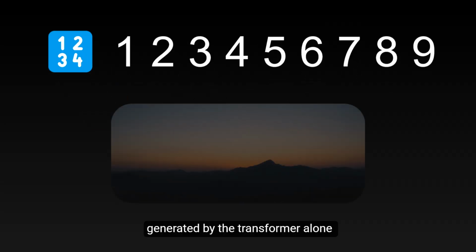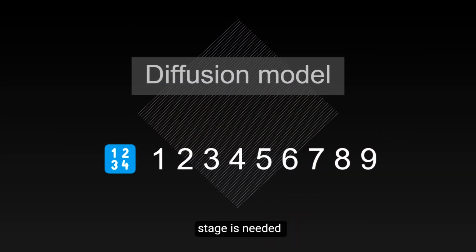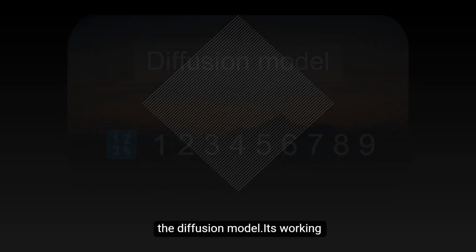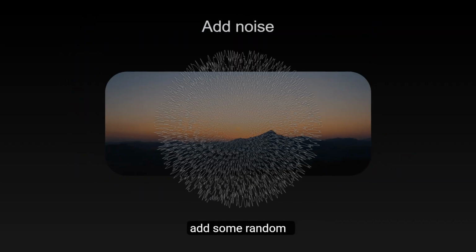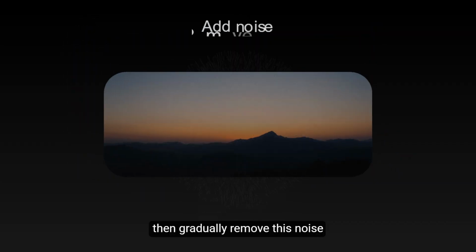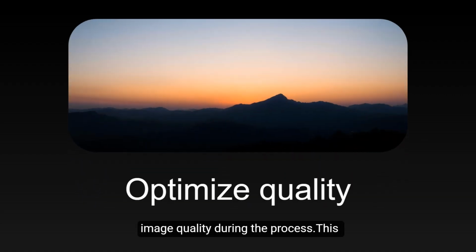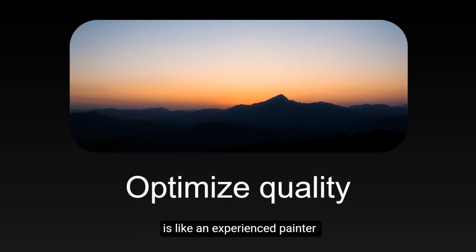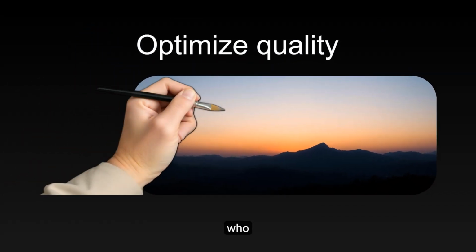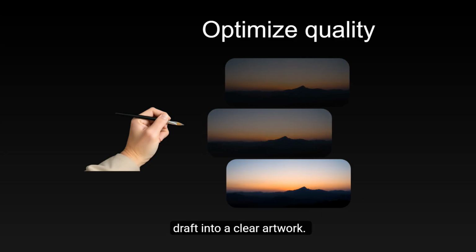However, the number sequences generated by the transformer alone cannot directly become beautiful images. This is why the second stage is needed: the diffusion model. Its working principle is simple. First, add some random noise to the image, then gradually remove this noise while continuously optimizing the image quality during the process. This is like an experienced painter who can gradually refine a blurry draft into a clear artwork.